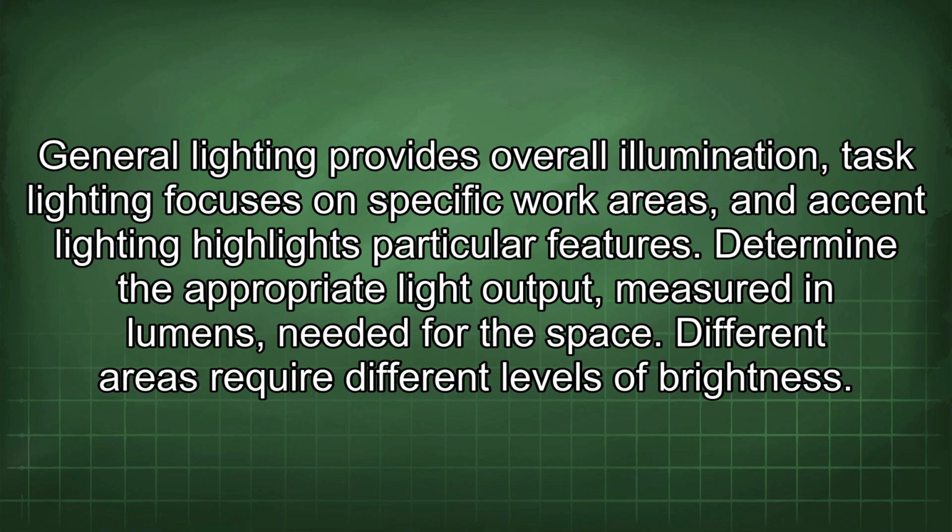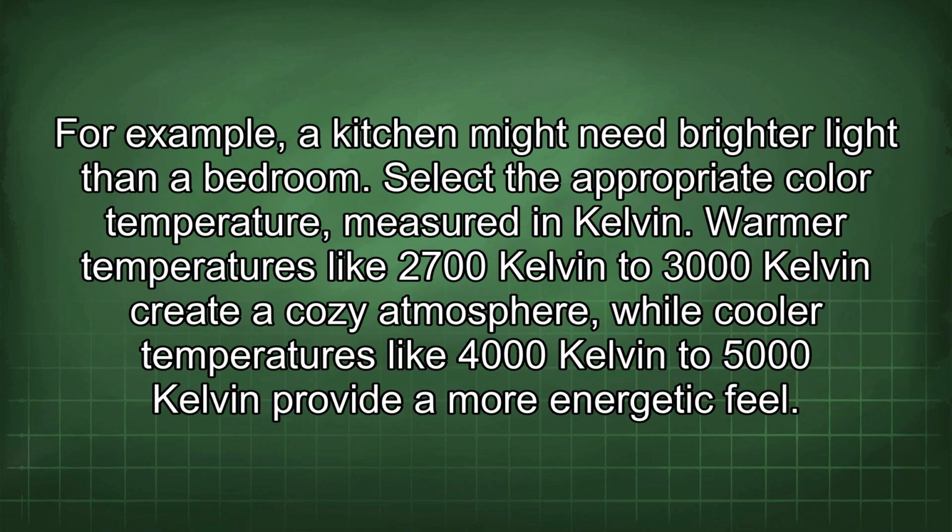Determine the appropriate light output, measured in lumens, needed for the space. Different areas require different levels of brightness. For example, a kitchen might need brighter light than a bedroom.